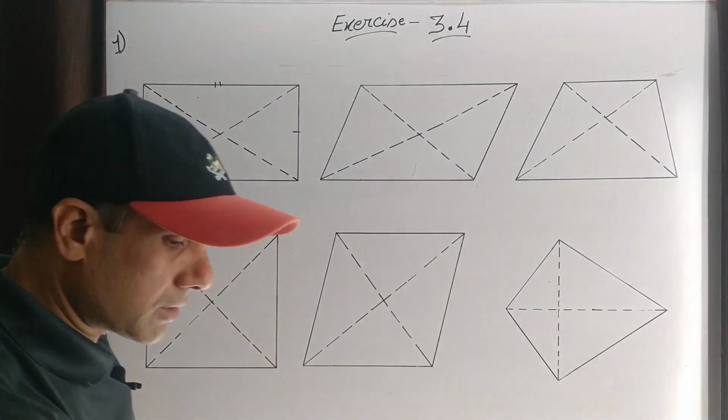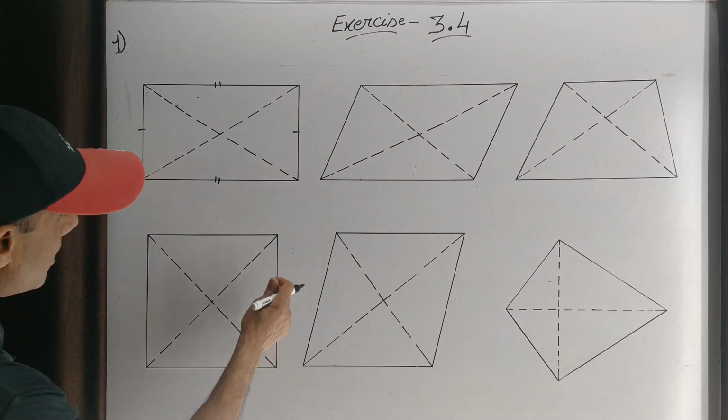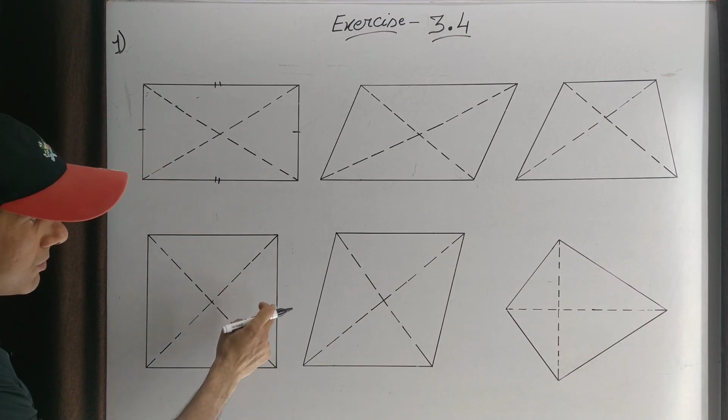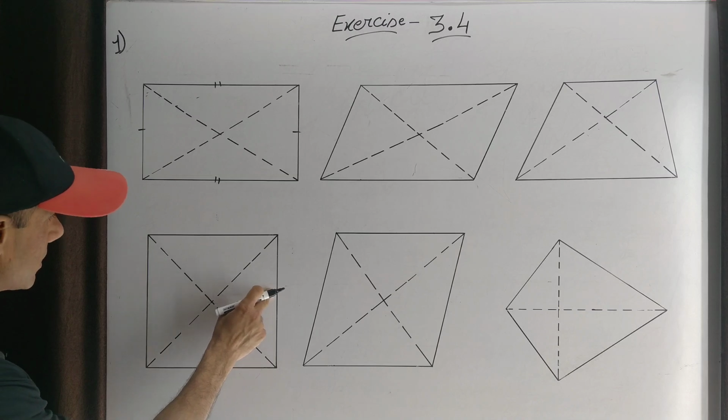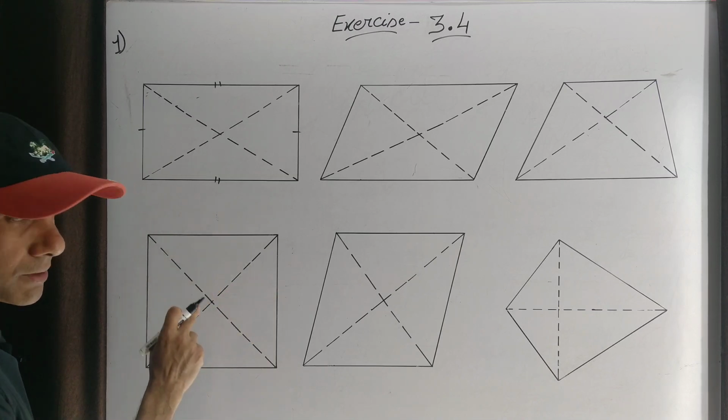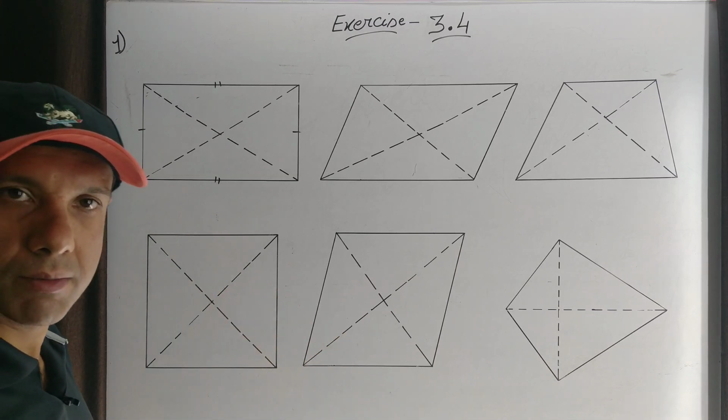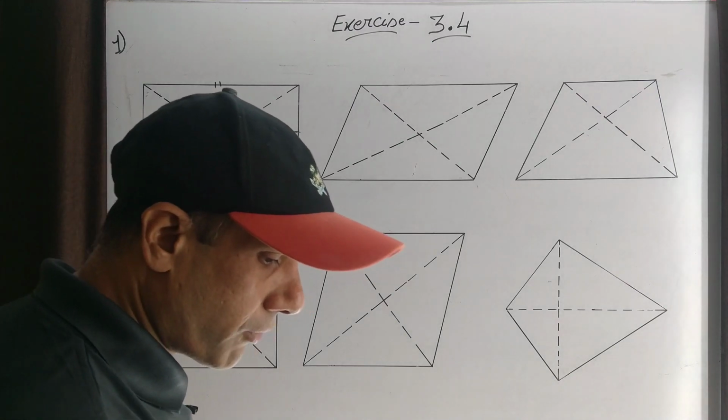All squares are not parallelograms. A square has opposite sides parallel. This side is parallel to this side, and this side is parallel to this side. So all squares are parallelograms. So this statement is false.